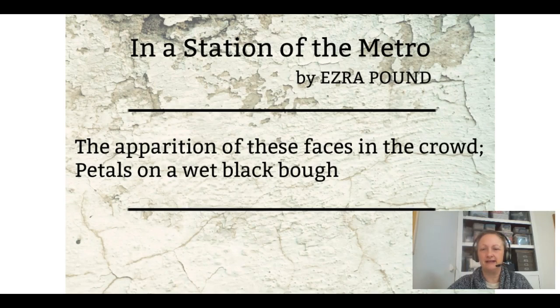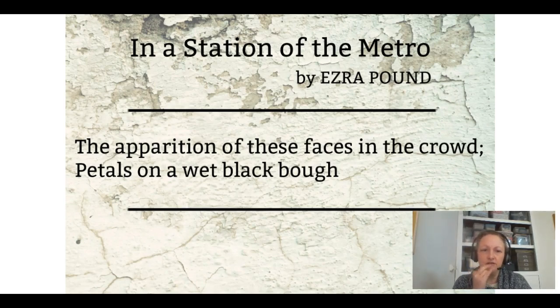Crowd and bough, that's not accidental, is it? Bough is just a branch. Why didn't you say "petals on a wet black branch"? Because crowd and bough were purposefully chosen. So if you'd said crowd and branch, that wouldn't have been the same. So we've got half rhyme there for me with the "ow" sounds. We've got something going on with the syllables maybe. So we've got "the apparition of these faces in the crowd, petals on a wet black bough."